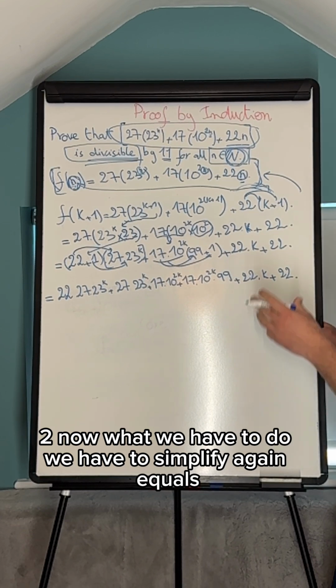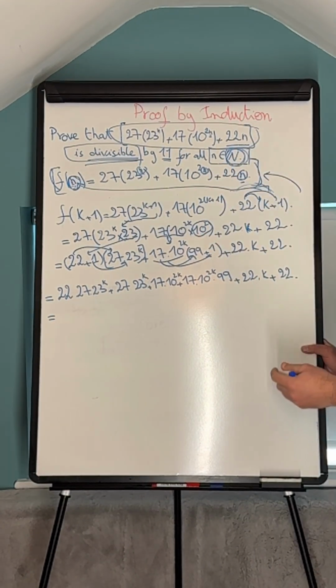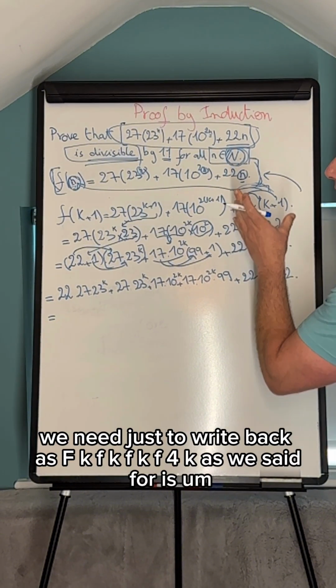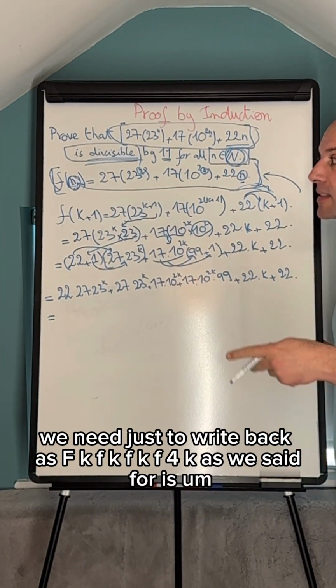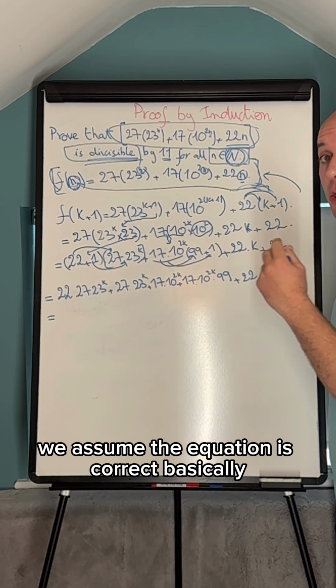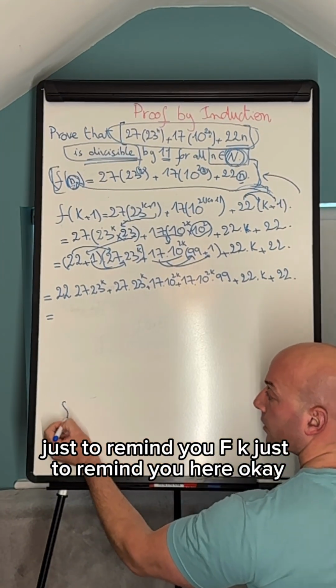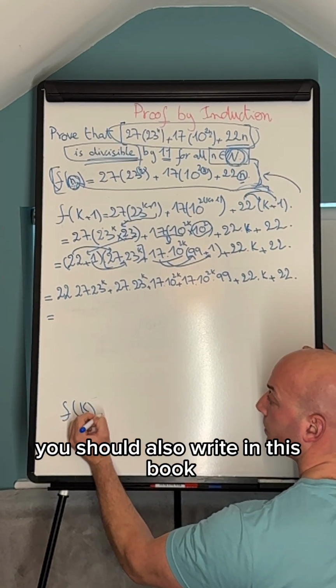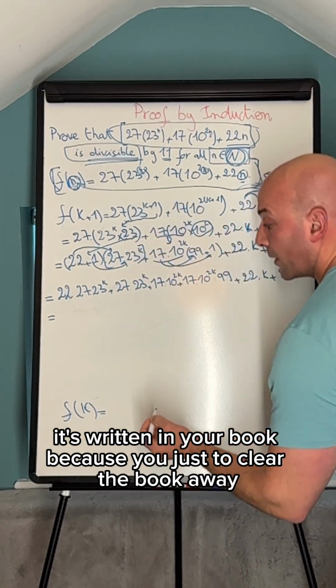Now what we have to do, we have to simplify it again. Equals. All we need in here, we need just to write it back as Fk, as we said in question number 2, when we said we assume the equation is correct. Basically, just to remind you, Fk, we should also write it, basically it's written in your book, because you just cleared the board here.